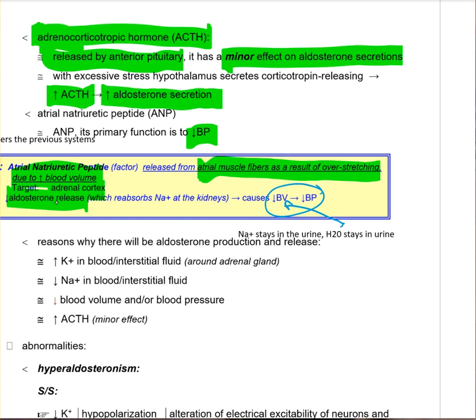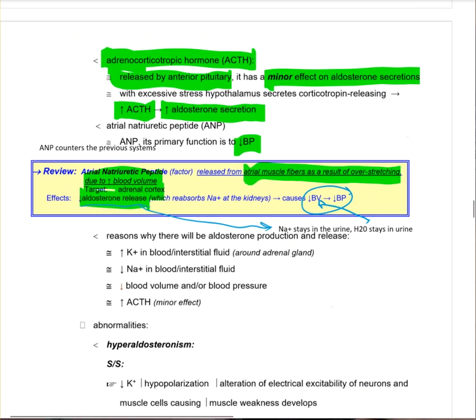So if we have less aldosterone release, then sodium will stay in the urine. Water will stay in the urine with it because water follows salt. And that will cause a reduction, the opposite of all the other things that we've been talking about so far.